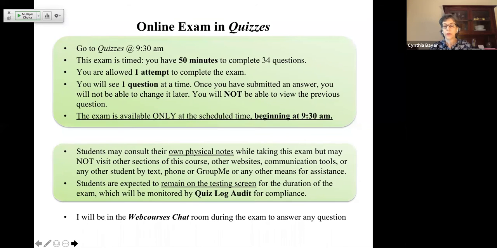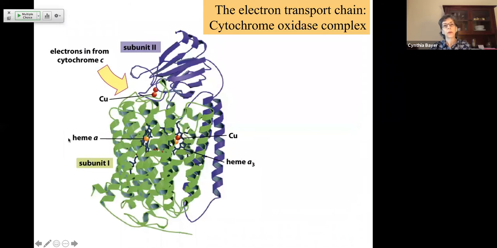So where we left off, we were introducing the concept of the electrons moving through the electron transport chain. And we want to spend just a minute here looking at one of those respiratory complexes, meaning a complex of proteins in that inner membrane, a large multi-enzyme complex, each of them are, and this is one of them. This is the cytochrome oxidase complex, the last complex in the electron transport chain.